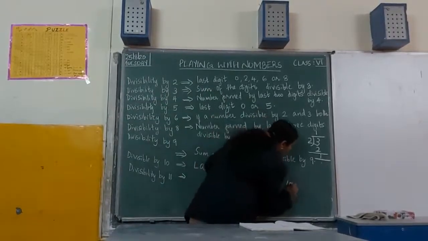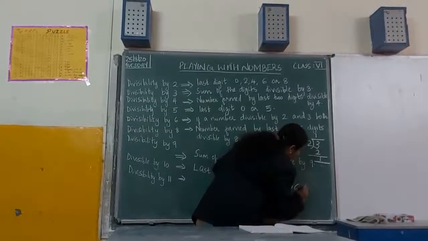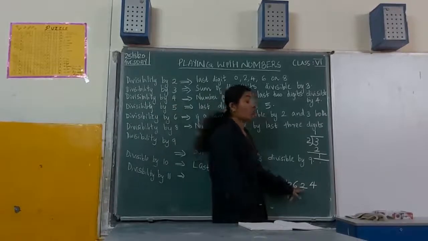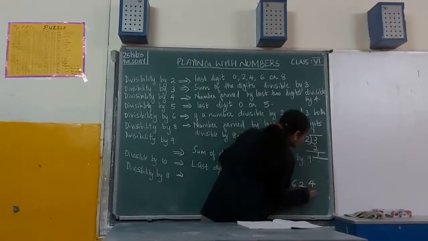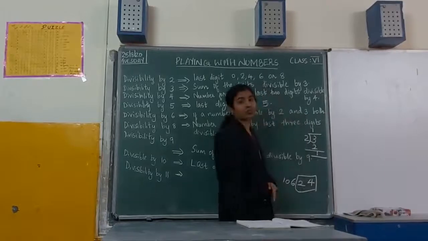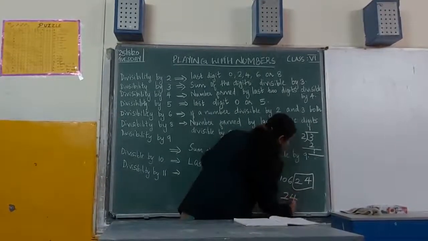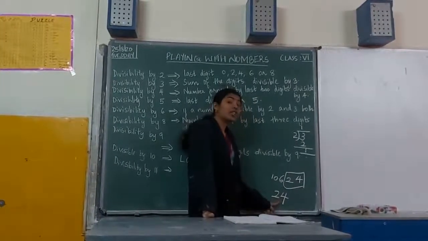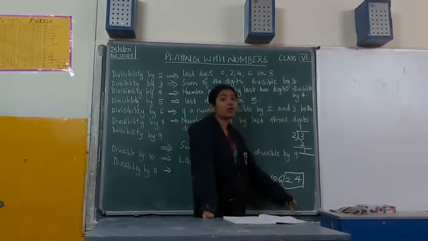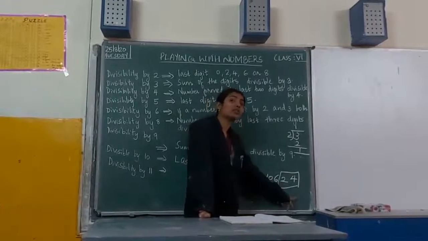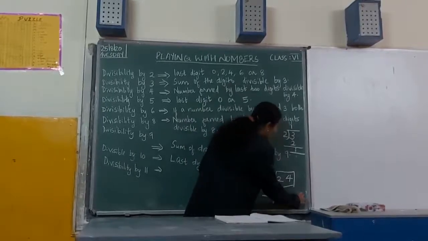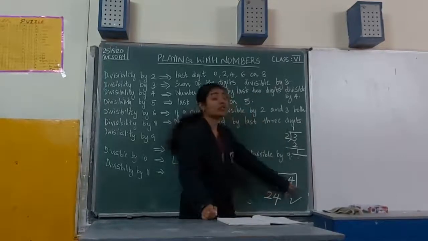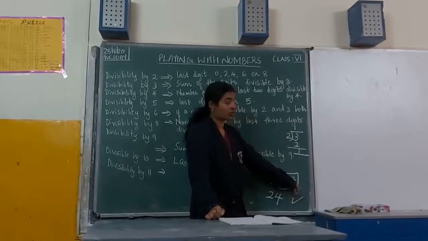Example: 10624. Which are the last 2 digits of this number? Last 2 digits are 24. You should check whether this one is divisible by 4 or not. 24, you know that is a multiple of 4. Otherwise, we can say 24 is divisible by 4. So this rule is satisfied. So we can say 10,624 is divisible by 4.